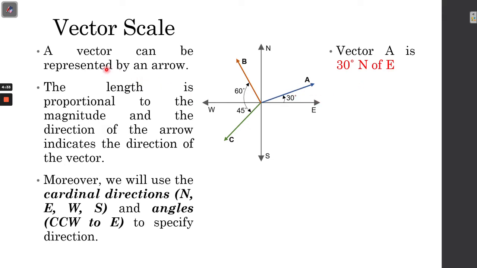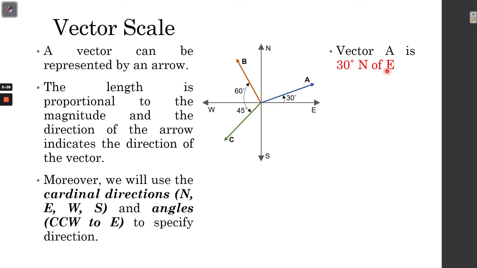How do we write a vector? So a vector again is represented by an arrow, and the length is proportional to the magnitude, and the direction of the arrow dictates the direction of the vector. So we have a vector going this way. To identify the direction of this vector, we can use the cardinal direction. So what we do is we add the degree, and usually we start the degree either from east or west. In this case, it's closer to east, so let's focus on east, and it's going up north. So this is how you write it. You measure the direction from the east line. So this is 30 degrees, and the direction of the arrow is going towards north. So we write the angle north of east.